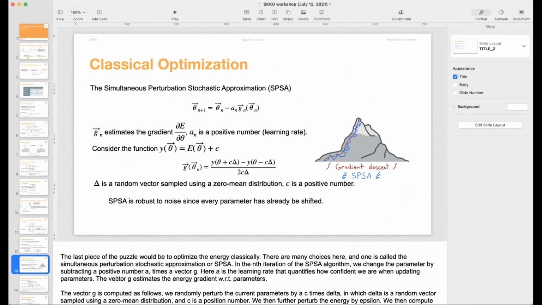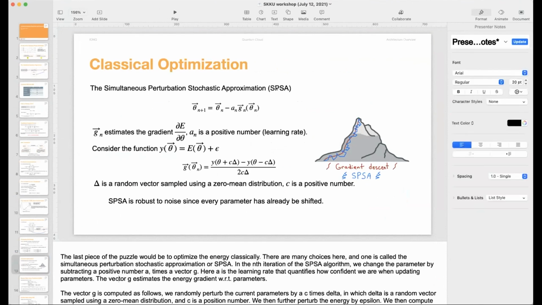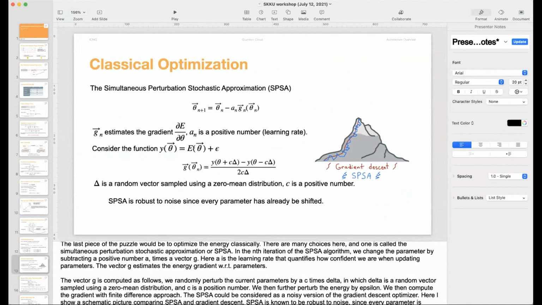There are many choices here, and one is called the simultaneous perturbation stochastic approximation, or SPSA for short. In the nth iteration of SPSA, we change the parameter by subtracting a positive number A times a vector G. Here, A is a learning rate that quantifies how confident we are when updating parameters. The vector G estimates the energy gradient with respect to parameters. So the vector G can be computed as follows.